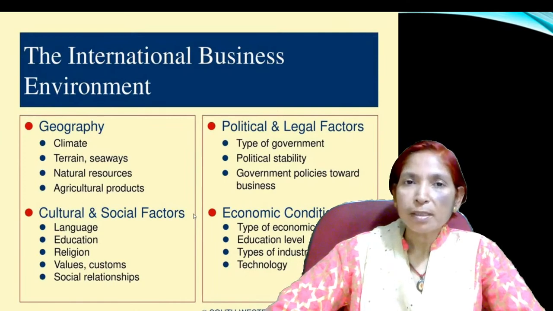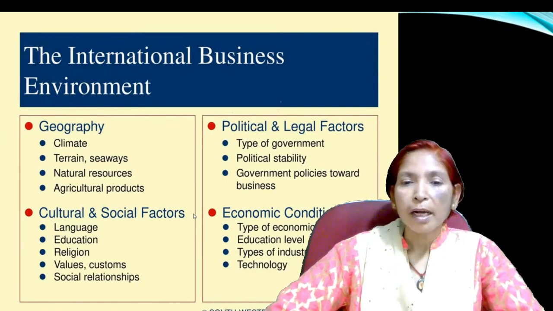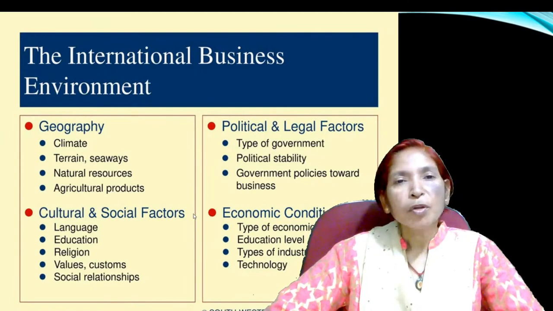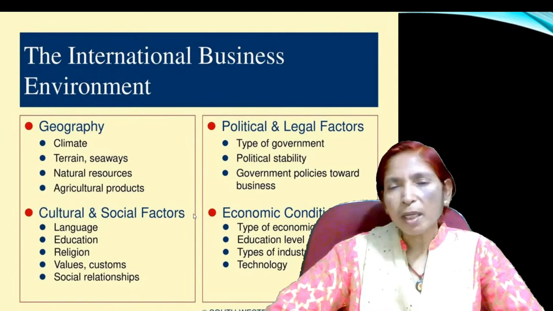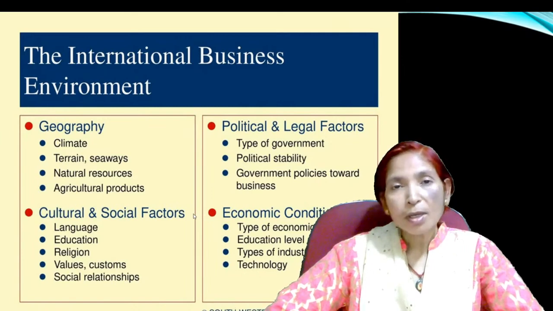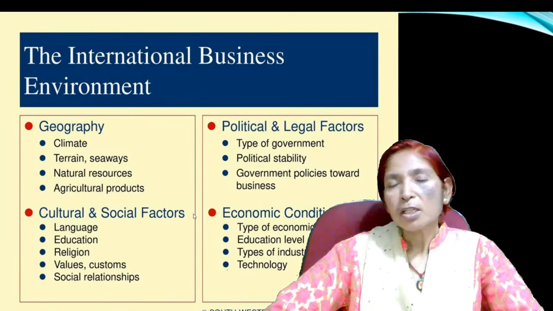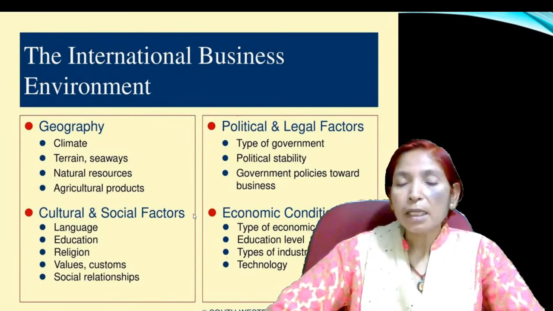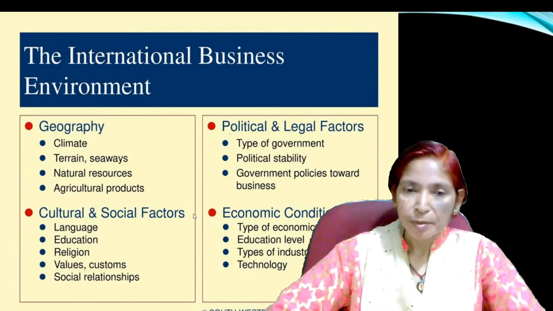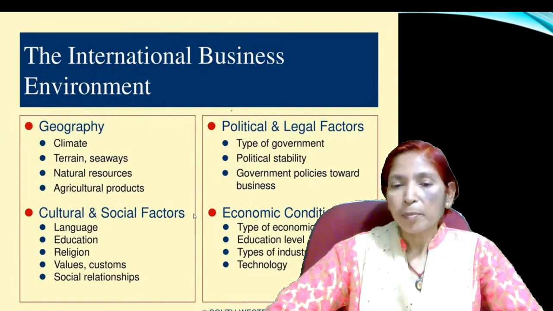And second is political stability. If there is political stability, then international business will increase. And if there is political instability, war, bureaucracy, red tapism, and so many political evils, and corruption also exists in the economy, then international business will decrease, and it will not give benefits to the business entrepreneurs. So government policies also affect the business enterprises.